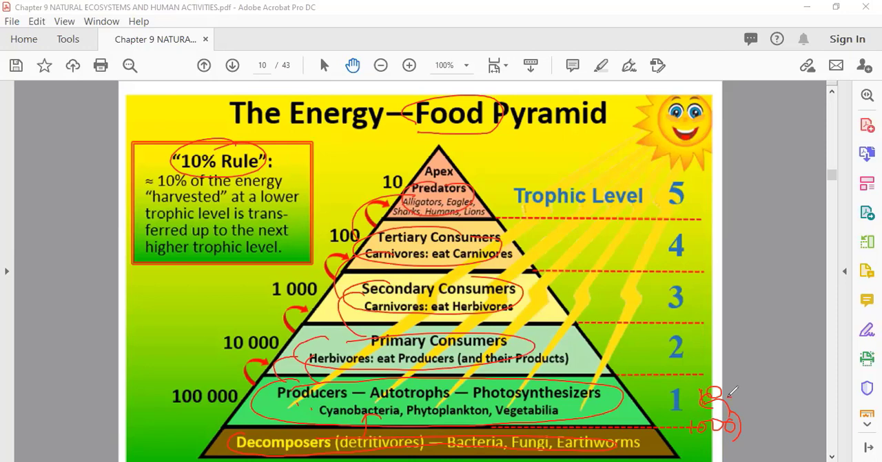Then next will be what? Again, it will be 0.1. Then here 0.01, and here 0.001, and here 0.0001. So this is the 10% rule. They are saying that only 10% of energy is transferred to the next trophic level, and all the rest is lost in the form of heat. So that is the main idea behind this.